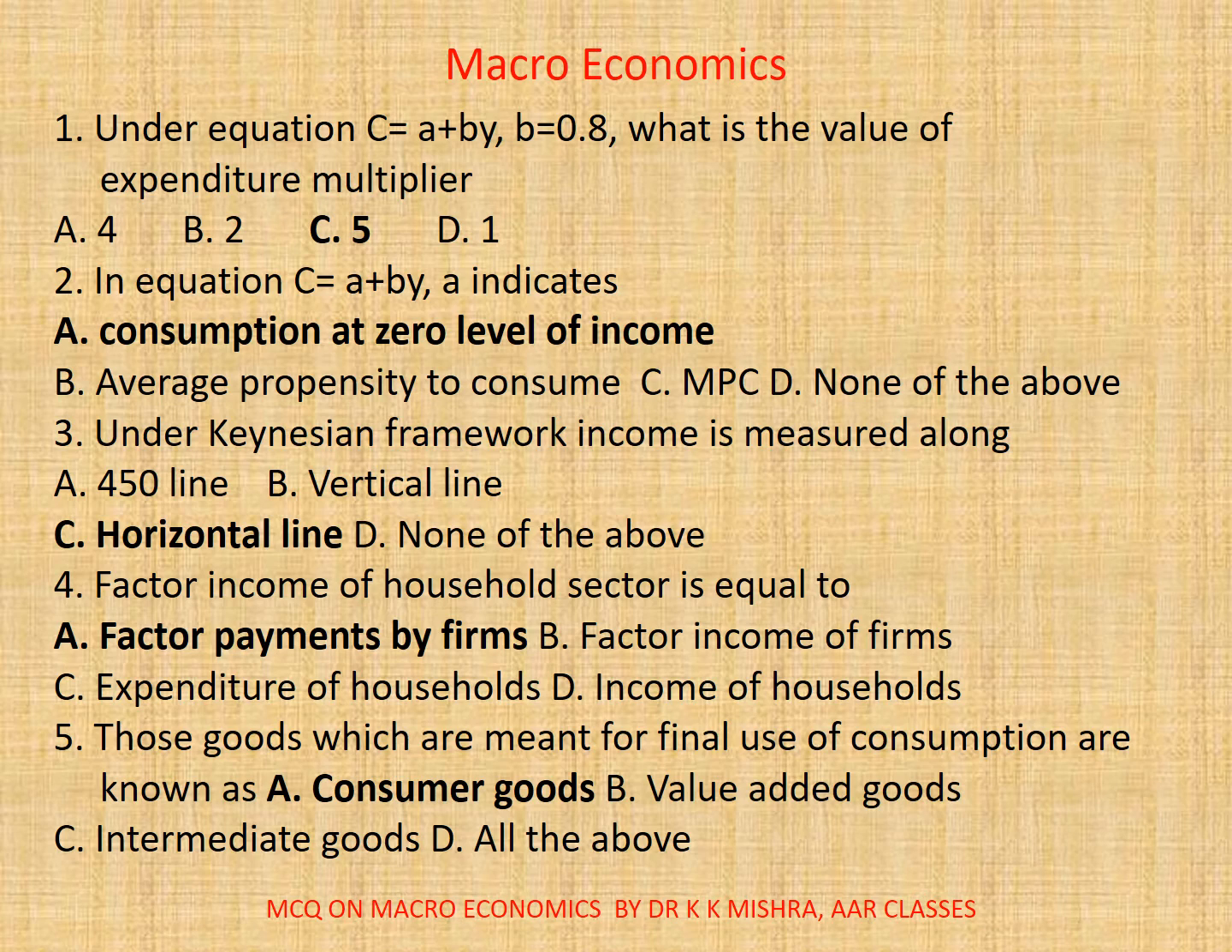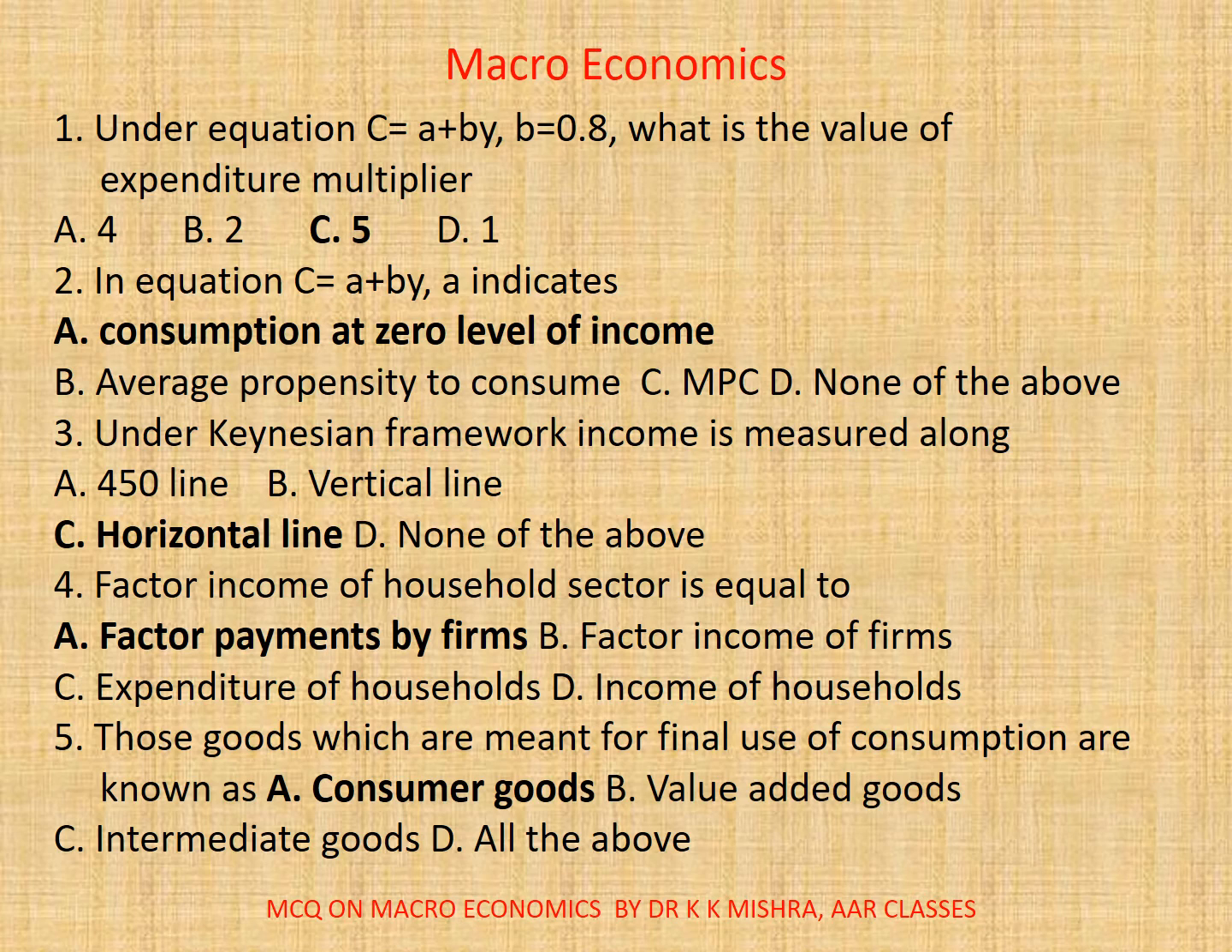4. Factor income of the household sector is equal to A, factor payments by firms; B, factor income of firms; C, expenditure of households; or D, income of households. The correct option is A, factor payments by firms.